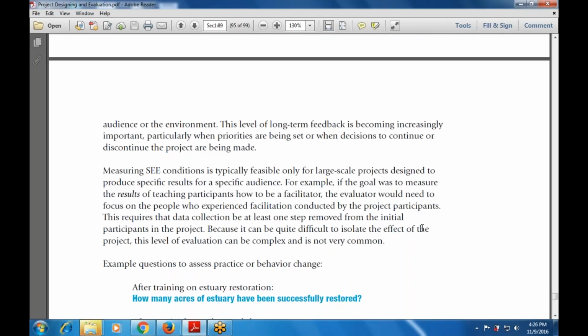Measuring this condition is typically feasible only for large scale projects designed to produce a specific amount or result for a specific audience. For example, if the goal was to measure the result of teaching participants how to be a facilitator, the evaluator would need to focus on the people who experience facilitation conducted by the project participants.